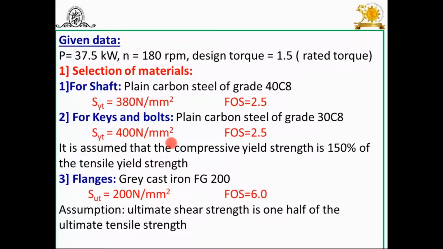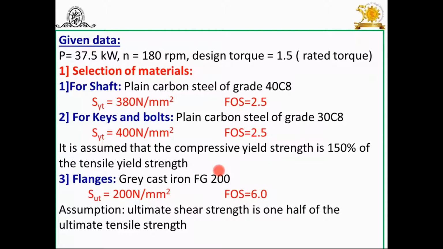Then again here you will find keys. We are going to use two keys, that means one for the input shaft and one for the output shaft. Again, how to design the key? Design of key is based on shear failure and crushing failure. For a crushing failure, what we have to do?